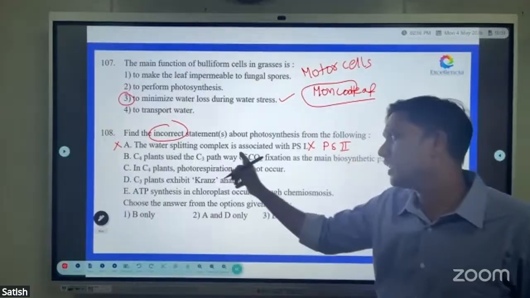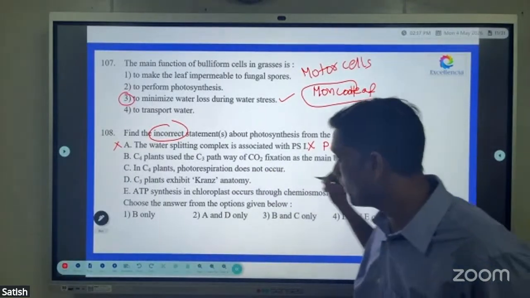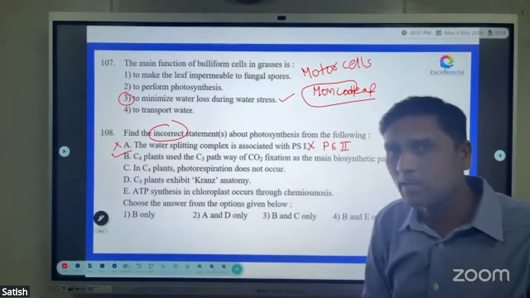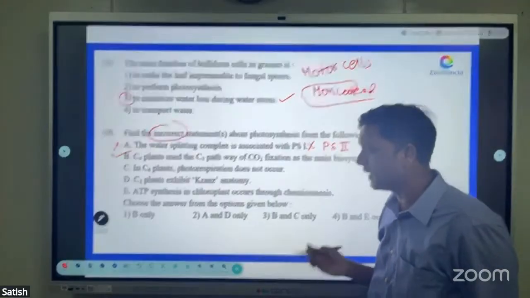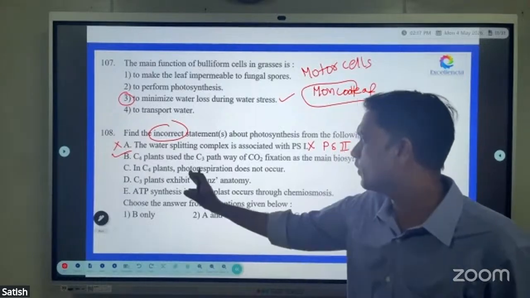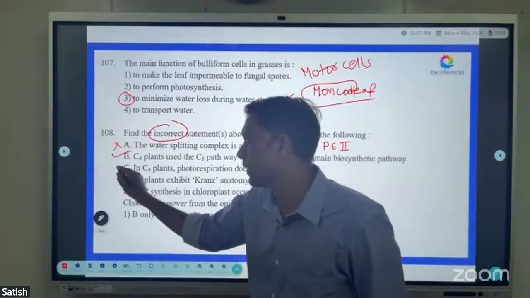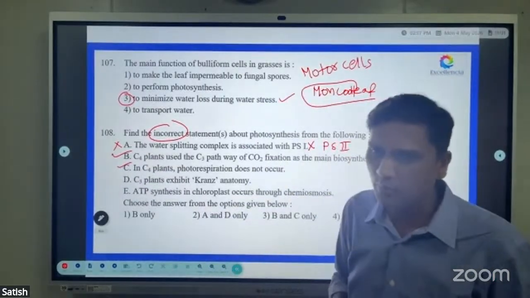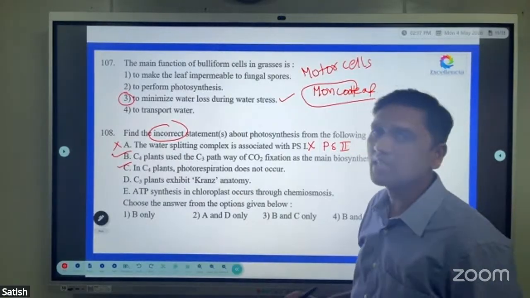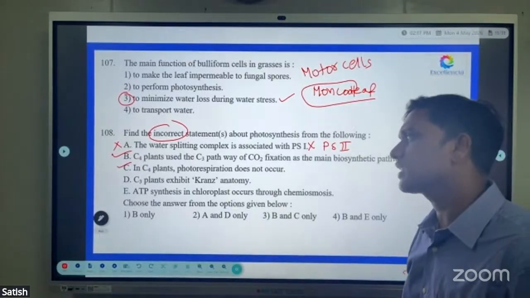C4 plants use the C4 pathway, not the C3 pathway of carbon dioxide fixation as the main biosynthetic pathway. Yes, the most common biosynthetic pathway in all plants, whether it is C3, C4, or CAM, is the Calvin cycle only. So B is the correct statement. Third statement, in C4 plants, photorespiration does not occur. Yes, C4 plants lack photorespiration because in C4 plants, the excess carbon dioxide can be fixed in bundle sheath cells where the Calvin cycle can operate. So C statement is correct.